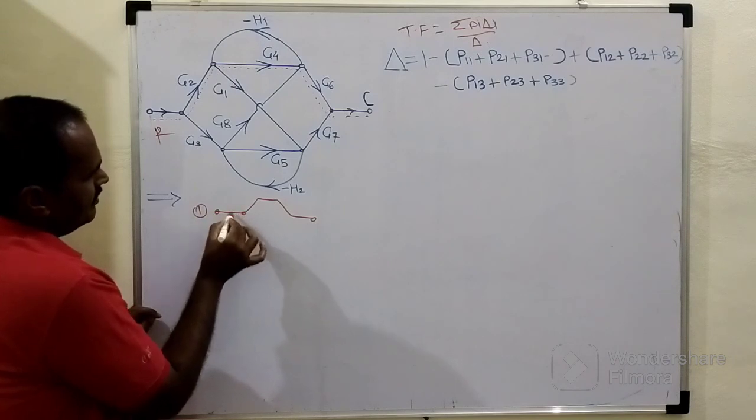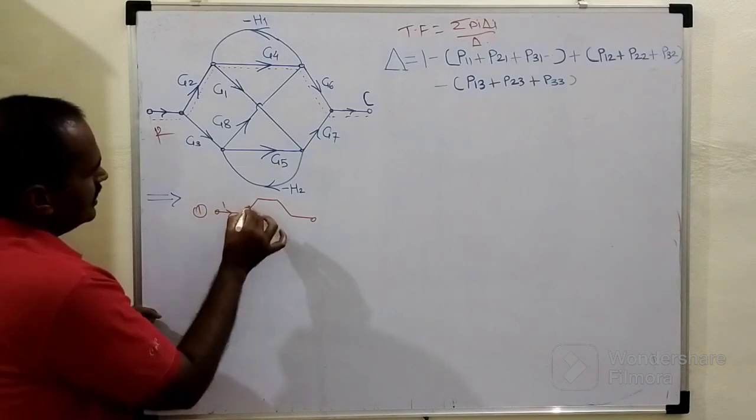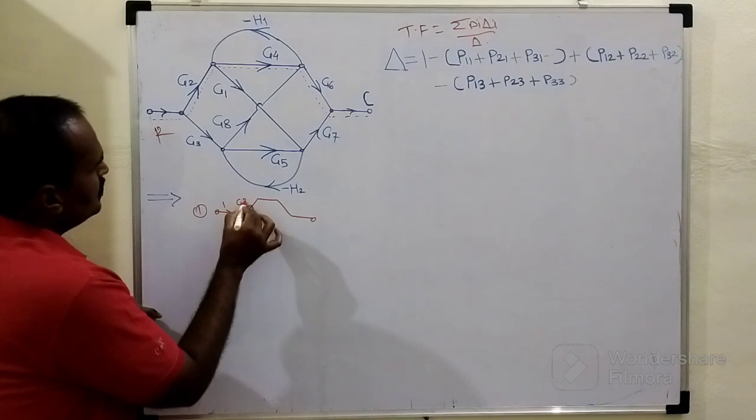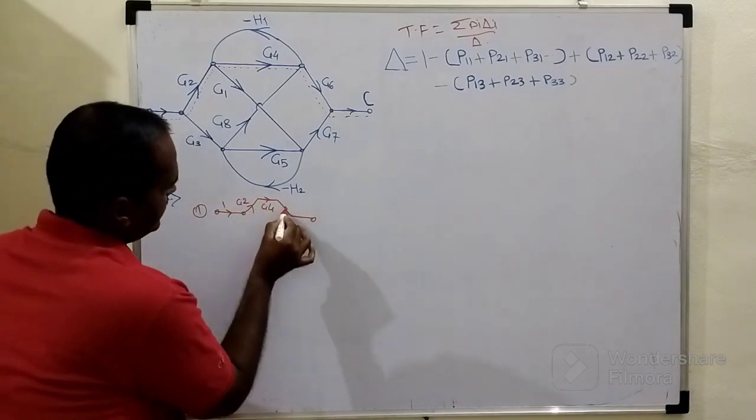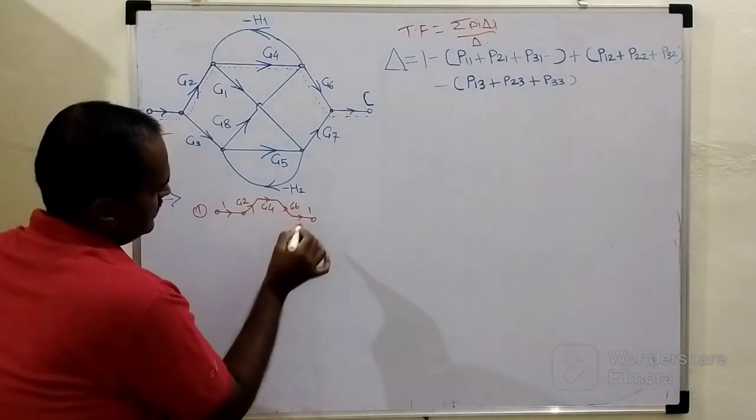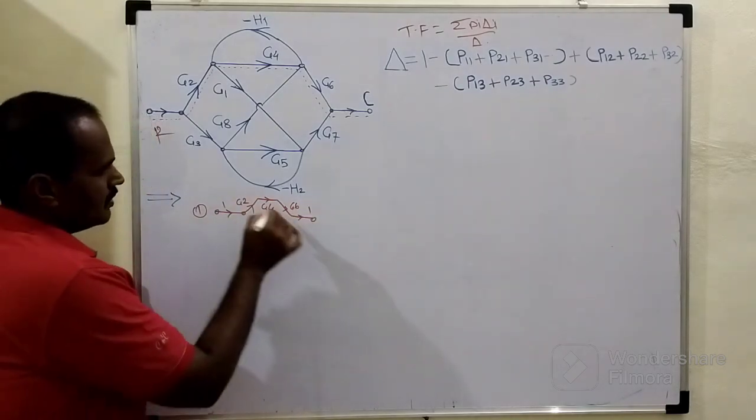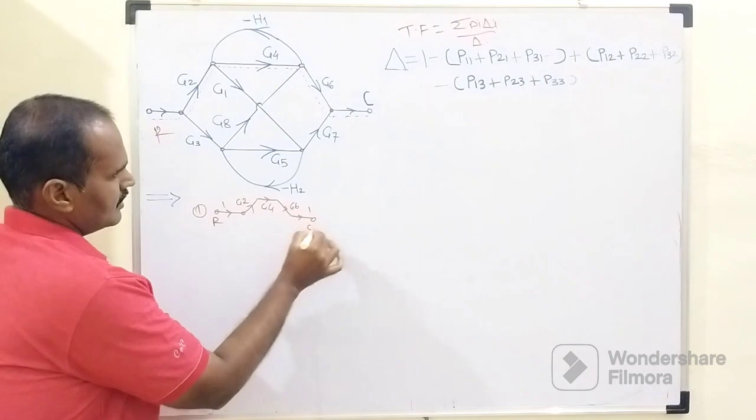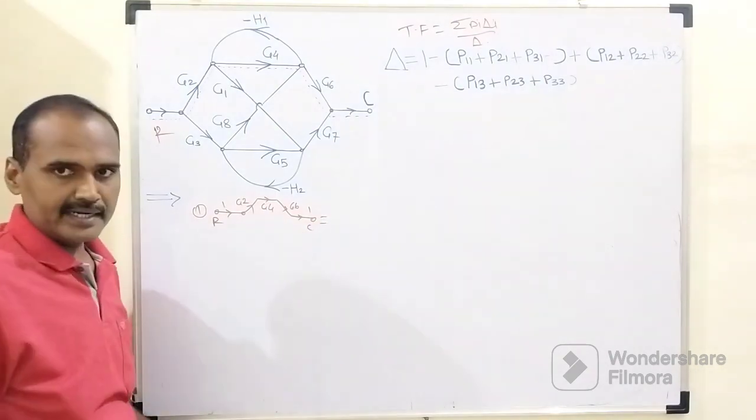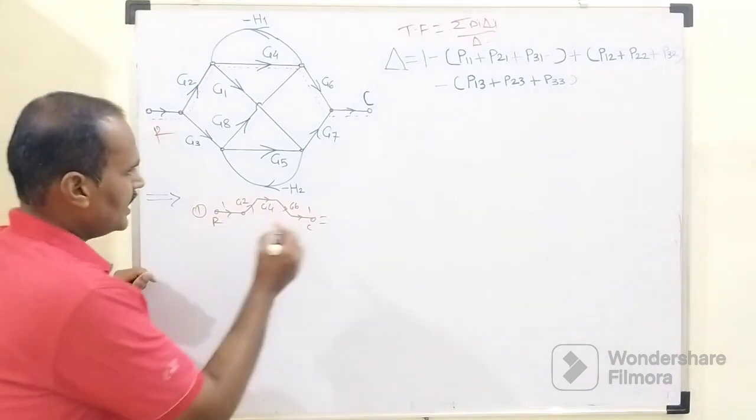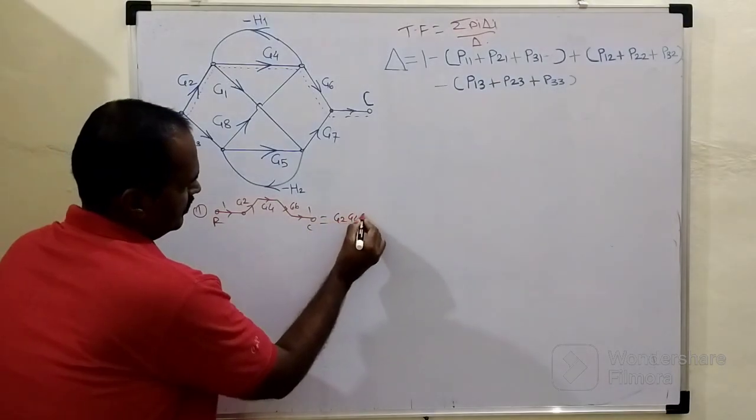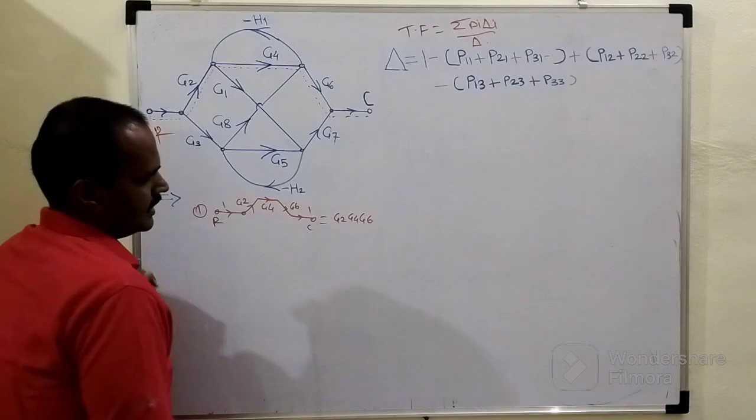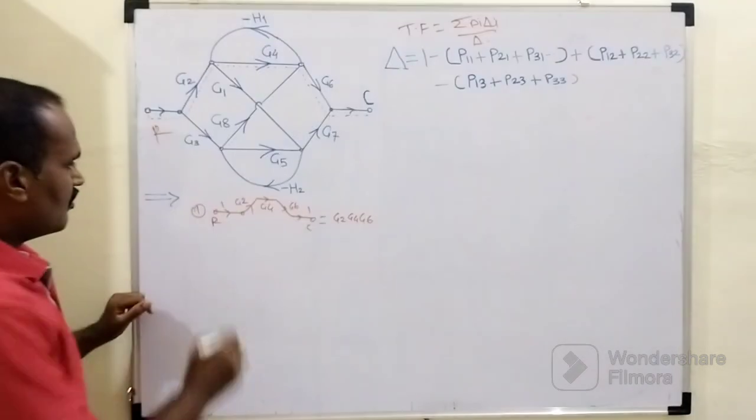Here the gain between these two nodes is 1. Here the gain is G2, here the gain is G4, here the gain is G6, and this is 1. So its overall gain is, as these elements are connected in series, their gains are multiplied. As a result, it becomes G2 into G4 into G6. That will be the first forward path.